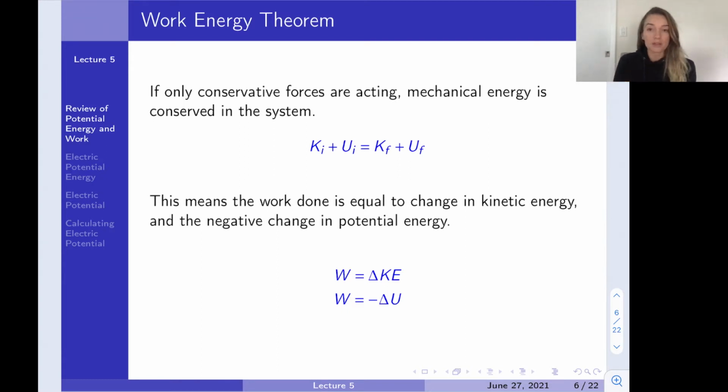So we'll be using this a lot, obviously, in this chapter especially. And the work energy theorem states that the work done is equal to the change in kinetic energy. So this is kinetic energy final minus kinetic energy initial. And then the work done is also equal to the negative change in potential energy. So this will be negative U final minus U initial. All right, so those are all of our little reminders from 7C that we'll need for this chapter.